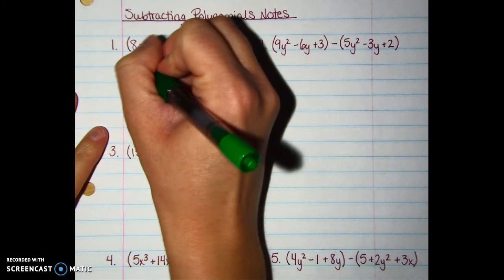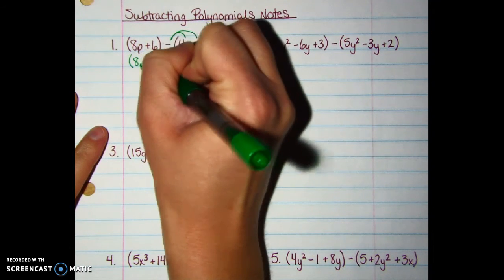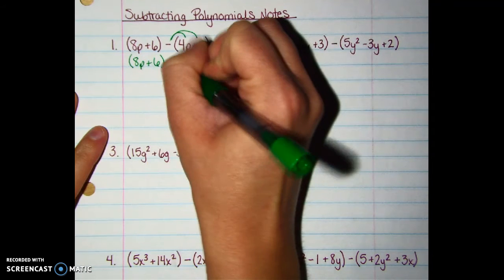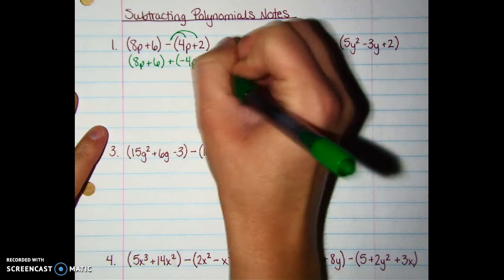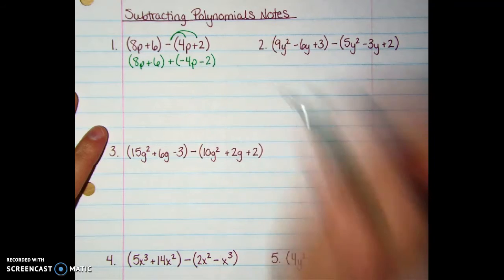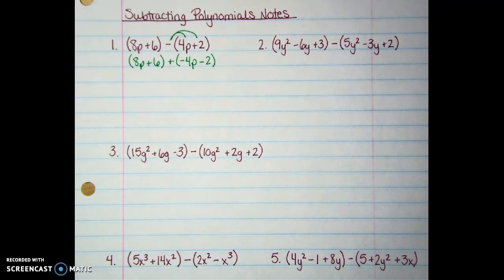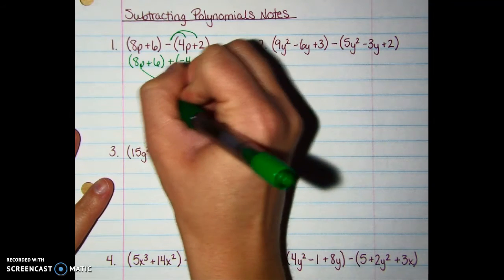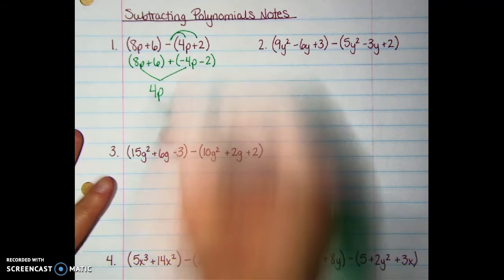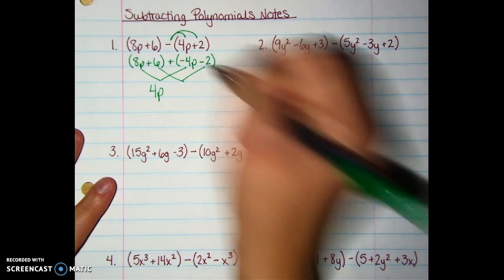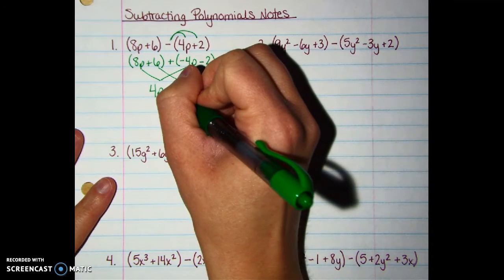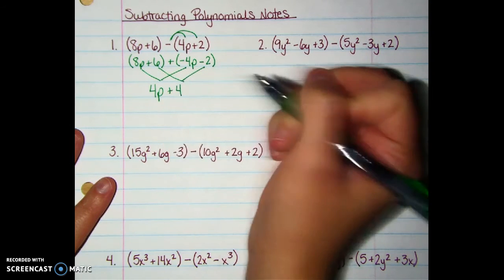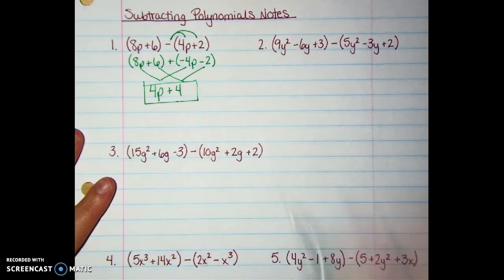Basically, you're switching the signs and changing it to addition. So now this becomes 8p plus 6 plus negative 4p minus 2. And then you just continue it like an addition problem. So 8p minus 4p, that's going to be 4p. 6 minus 2 is also 4, so this is plus 4. There's your answer.